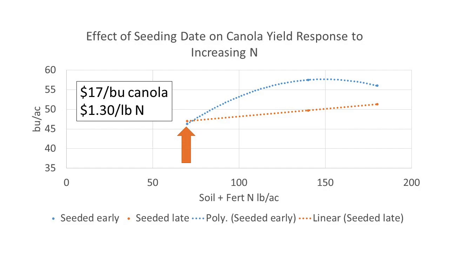In contrast, the yield response for the early-seeded canola is curvilinear, and the most economic rate is 128 pounds of nitrogen per acre. This is the point at which $1 spent on nitrogen returned $1 worth of canola. This means the difference in the most economic rate of nitrogen between early and late seeded canola could have been at least 58 pounds of nitrogen per acre. Now, I am really not comfortable with suggesting that to producers, that they should reduce their nitrogen rates by 50 pounds of nitrogen per acre when seeding late.